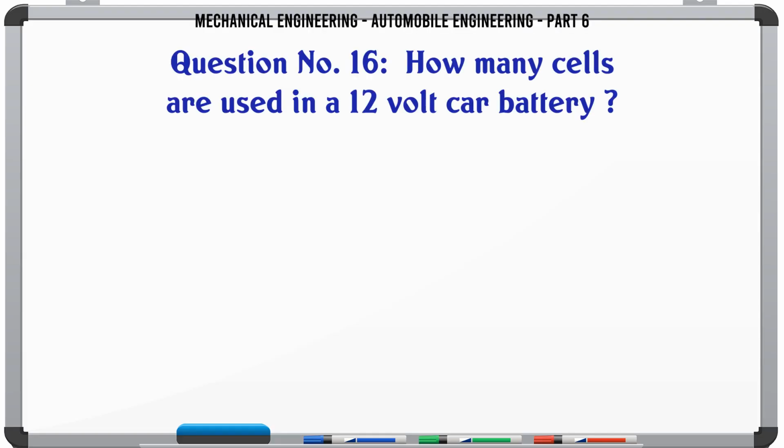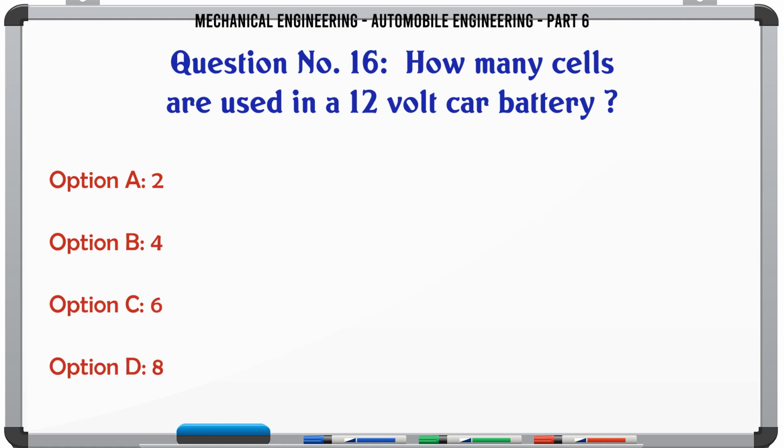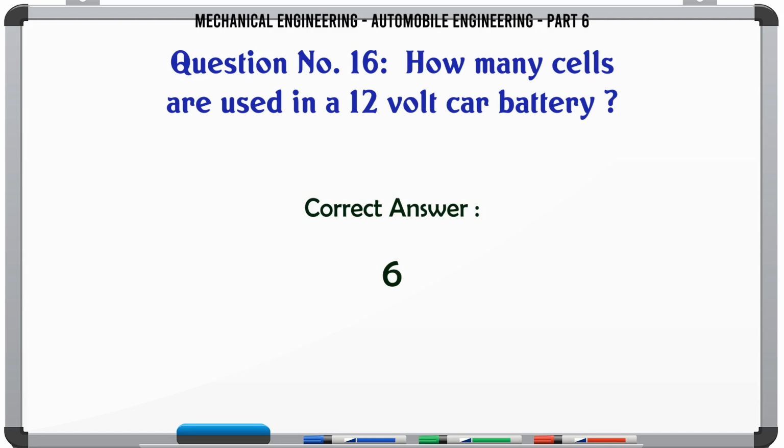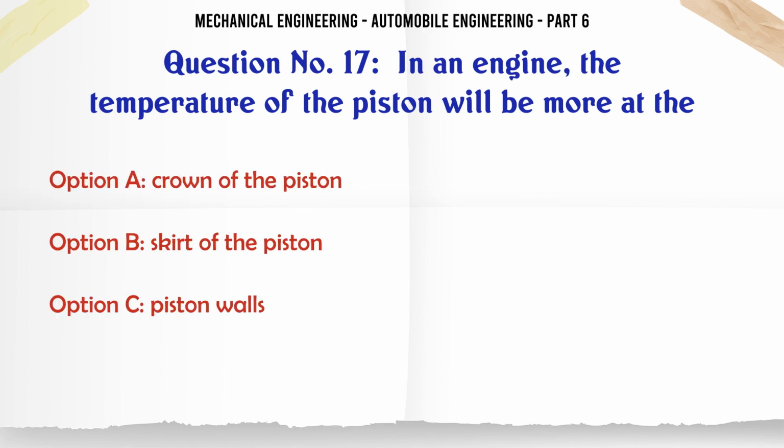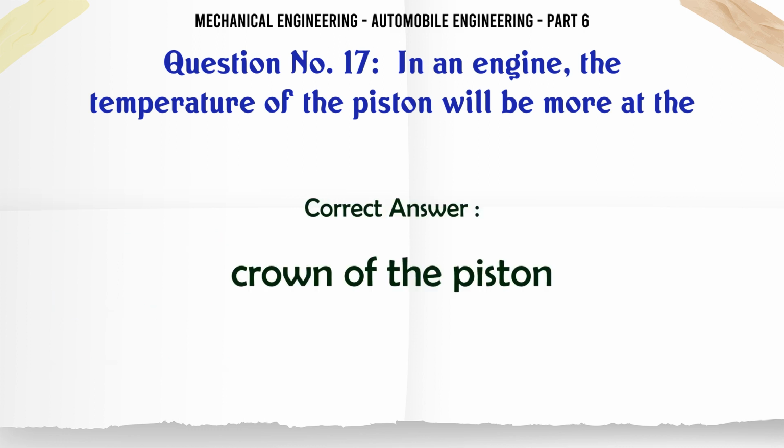How many cells are used in a 12-volt car battery? A. 2, B. 4, C. 6, D. 8. The correct answer is 6. In an engine, the temperature of the piston will be more at the: A. crown of the piston, B. skirt of the piston, C. piston walls, D. piston rings. The correct answer is crown of the piston.